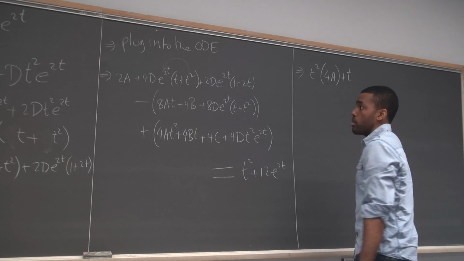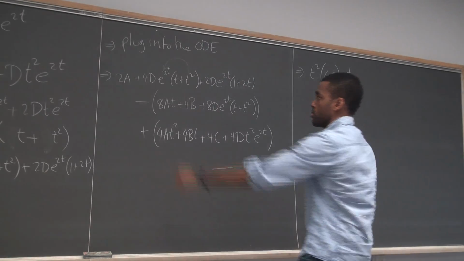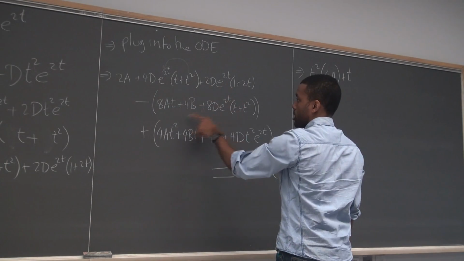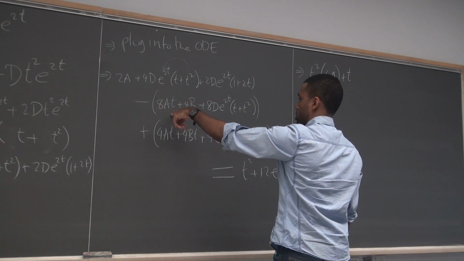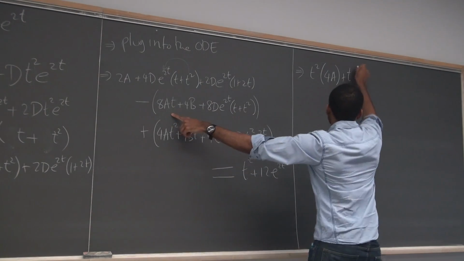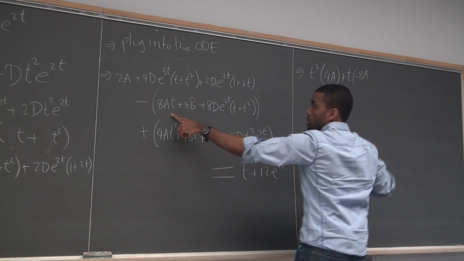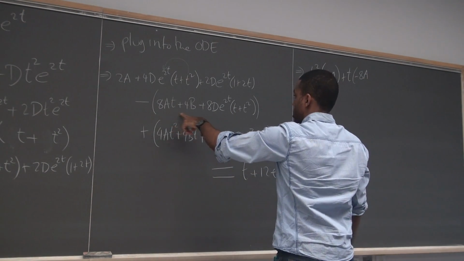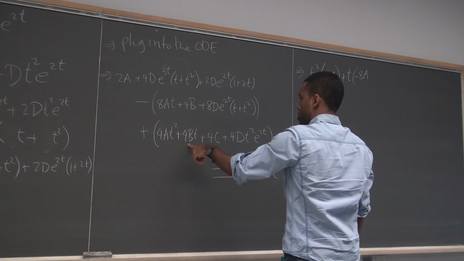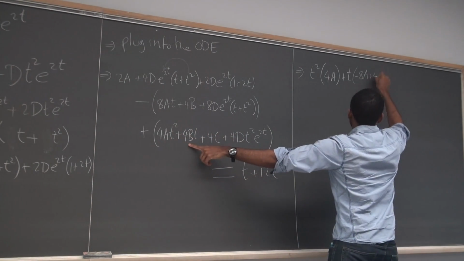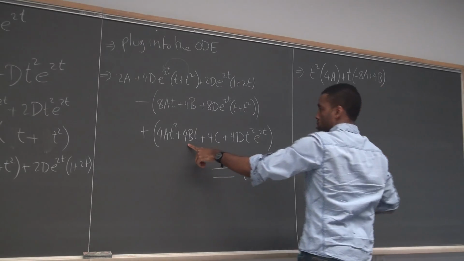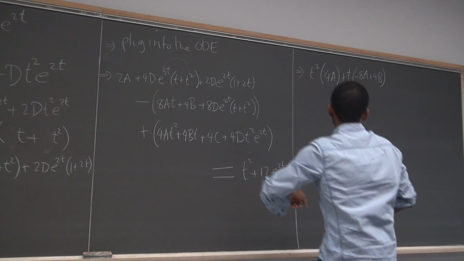What about the t's? How many t's do we have? None here, none here, none here. Here, we have a t, right? So we have minus 8a. What else do we have with t's? Here, right? Plus 4b. And I think that's it.